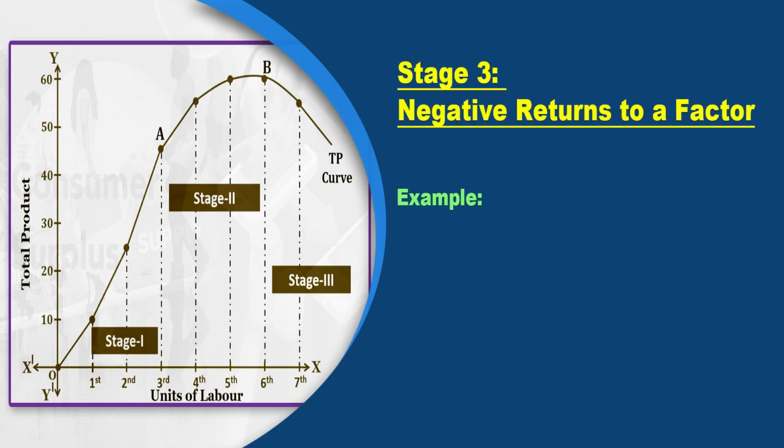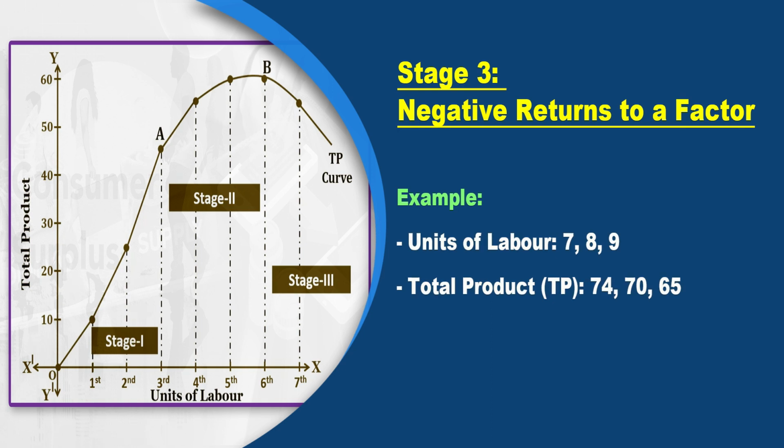Let us extend the example that we have been using. So now the units of labor move on to 7, 8 and 9. The total product in this case, we observe when there are 7 units of labor, the total product is 74, around maximum. Beyond this point, as the units of labor increase to 8, the total product now actually starts to decline. It comes to 70. And further, if you employ one more unit of labor, the total product declines further, that is to 65.